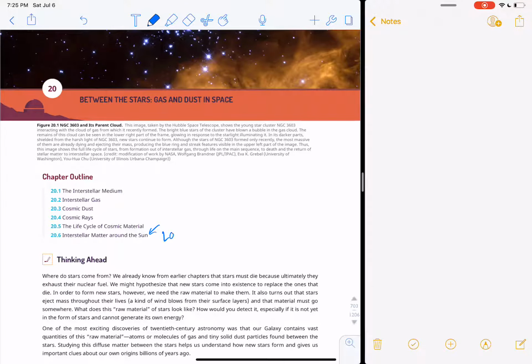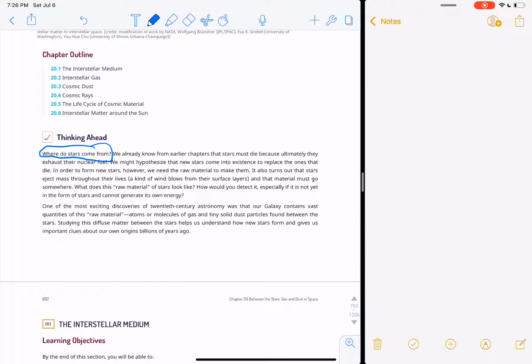Okay, so the main question here that we're trying to answer is where did our solar system come from? How did the sun form? Of what material did the sun form? And that kind of stuff. So that's what we're going to really talk about, because the space between the stars is filled with the proto-elements that make up the stars. And so this raw material is what we're trying to understand.